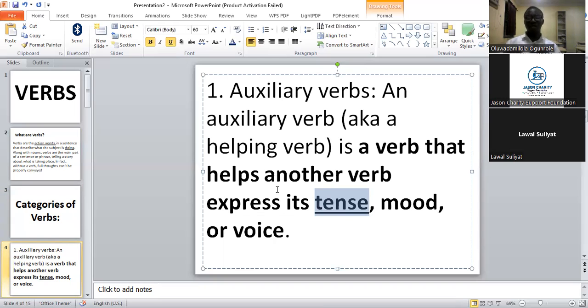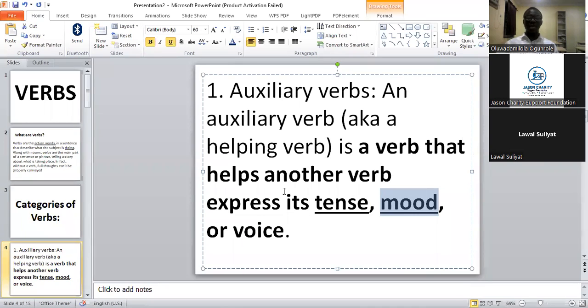So when you have an auxiliary verb assisting another verb in a sentence, you call that verb an auxiliary verb. Now, an auxiliary verb also helps another verb in mood. It tells you what the speaker or the writer is trying to say, the kind of mood that is expressed in the sentence or expression.